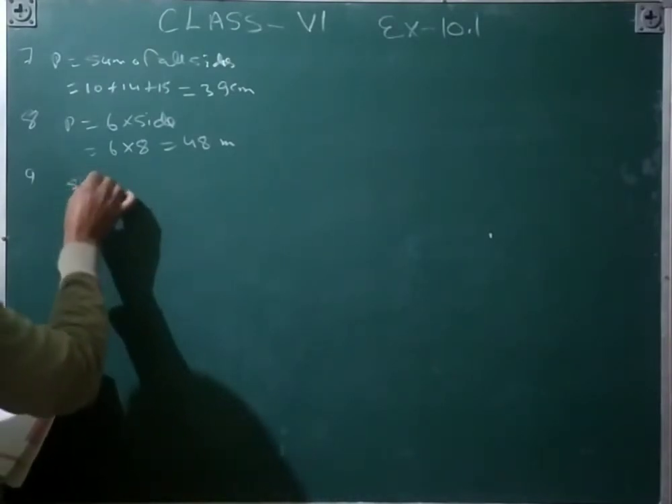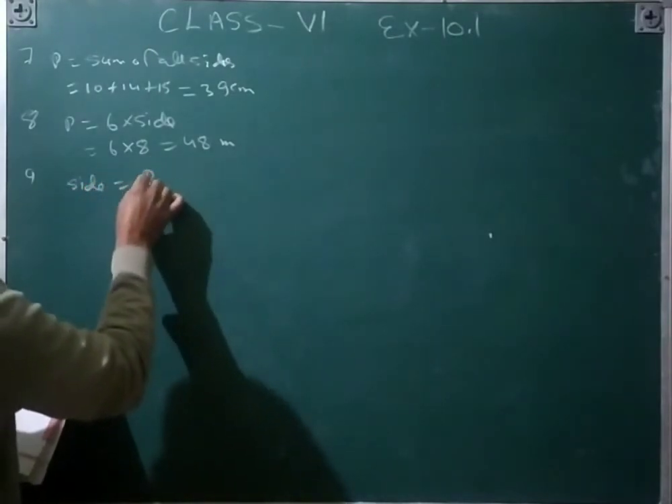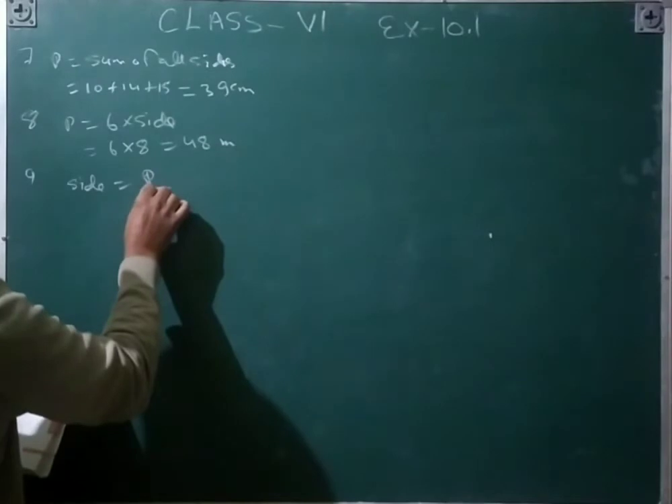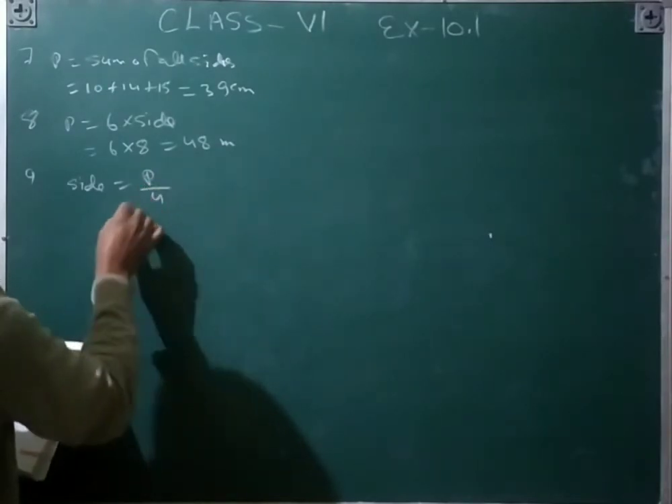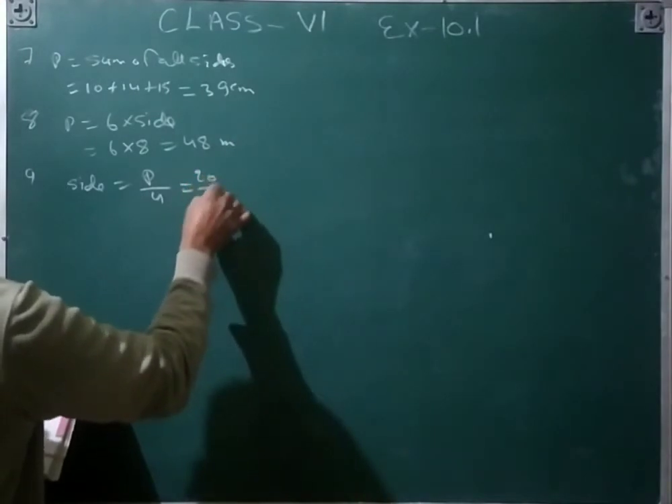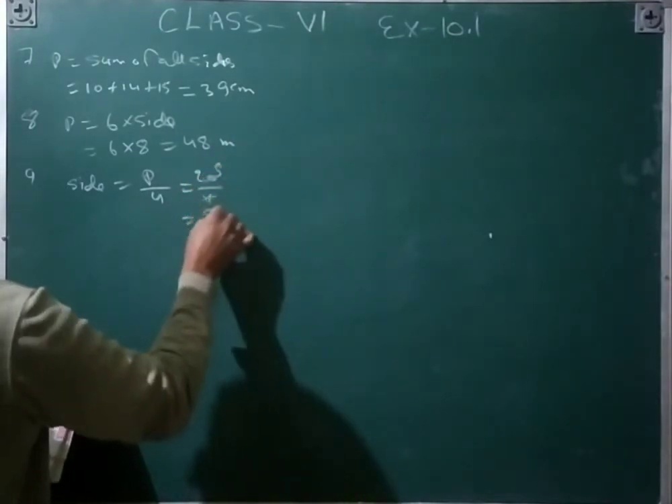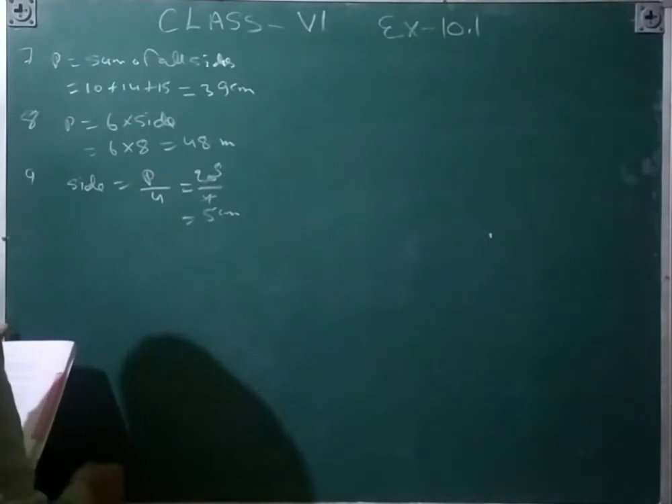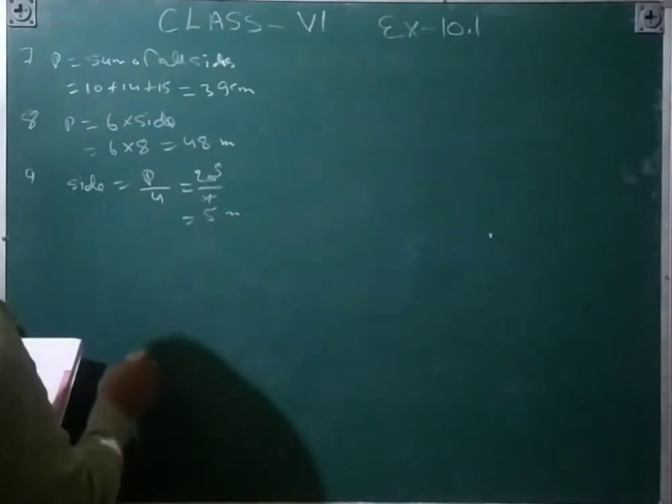So side is equal to perimeter upon 4, because that is a square. So the perimeter is 20 upon 4, which is 5. So that is 5 centimeter.